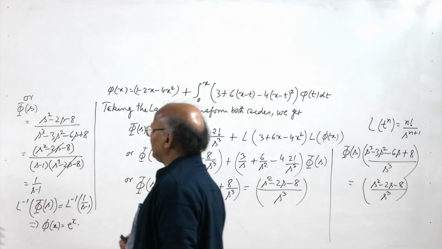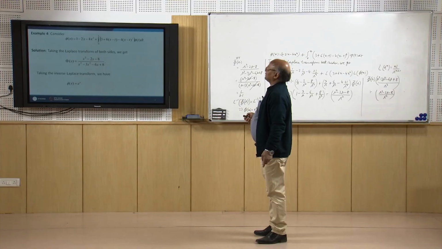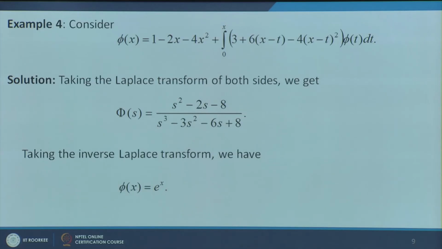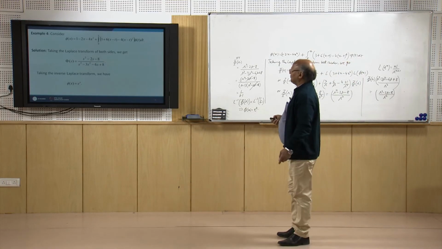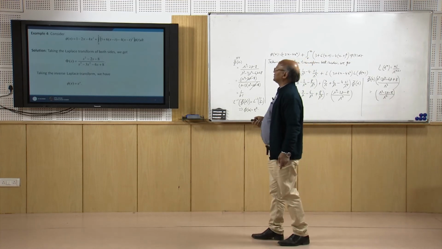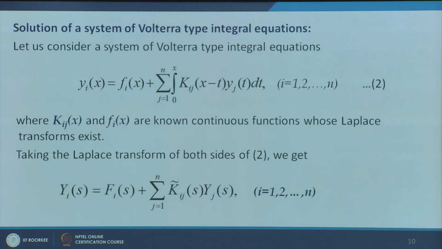So, when we discuss this problem, when k(x, t) is of some particular form, the solution was quite lengthy. But you can see here that by using the Laplace transform and taking the inverse Laplace transform, we can find the solution of this Volterra integral equation very easily. Now, let us consider a system of Volterra-type integral equations. A system of Volterra-type integral equations can also be solved by making use of the Laplace transformation. So, let us see how we solve a system of Volterra-type integral equations of the second kind.